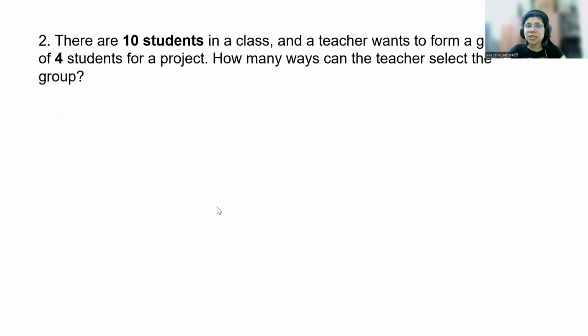So the next one is, there are 10 students in a class. In a class, you have total 10 students, and a teacher wants to form a group of 4 students for a project. How many ways can the teacher select the group? So basically, from 10 students, the teacher wants to select a group of 4 students. Solution.